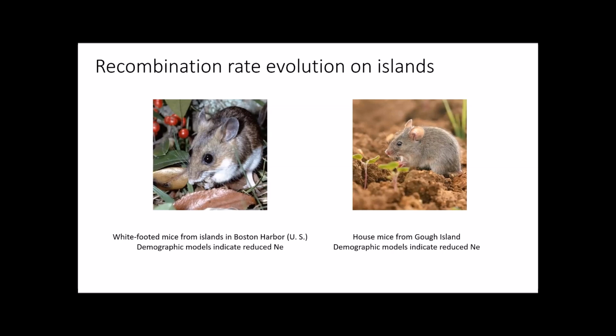So far we've done this with 2 sets of mice, white-footed mice from islands in Boston Harbor, where our demographic models indicate a very strong reduction in the effective population size compared to a mainland population we've also sampled. And house mice, again, from Gough Island, where our modeling also indicates a strongly reduced effective population size compared to a mainland population.